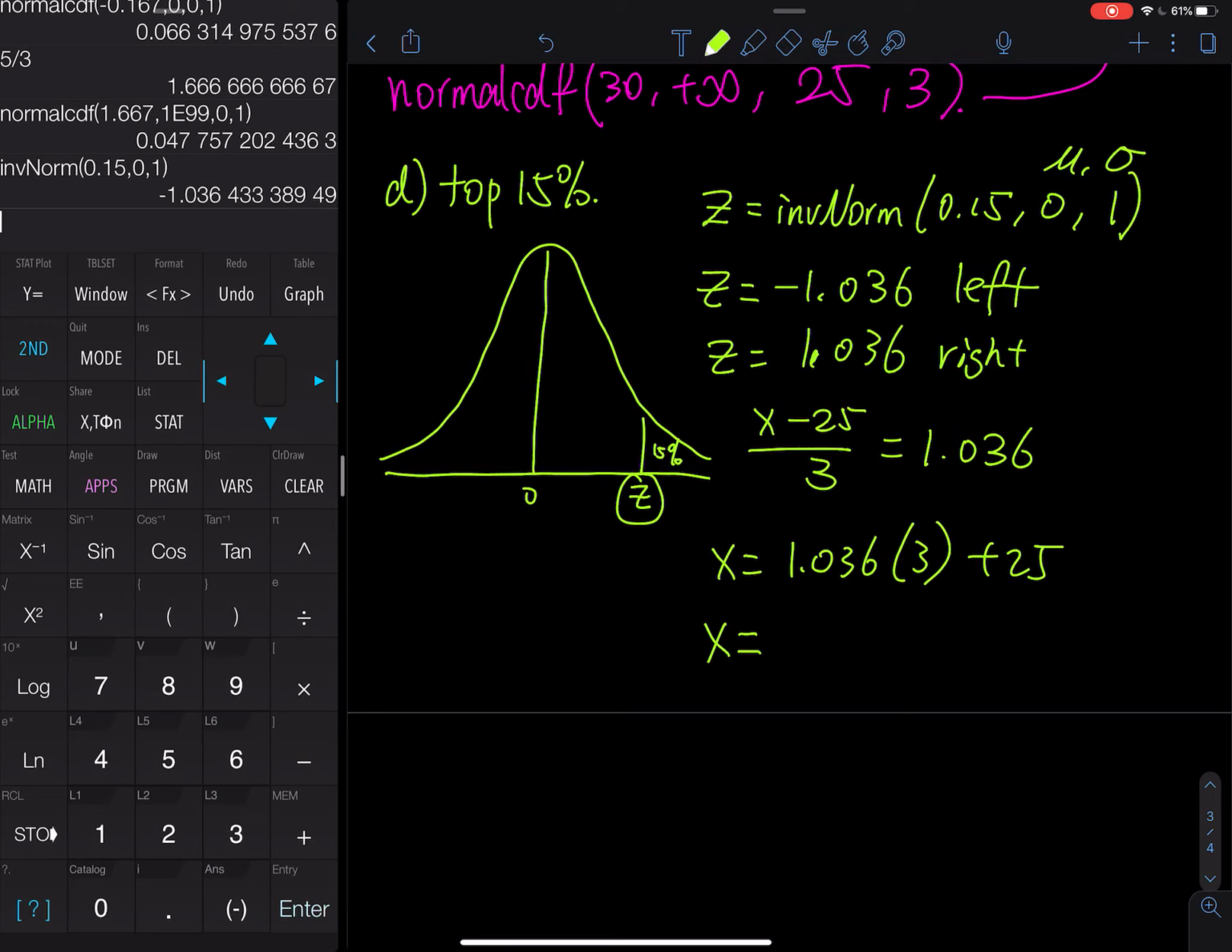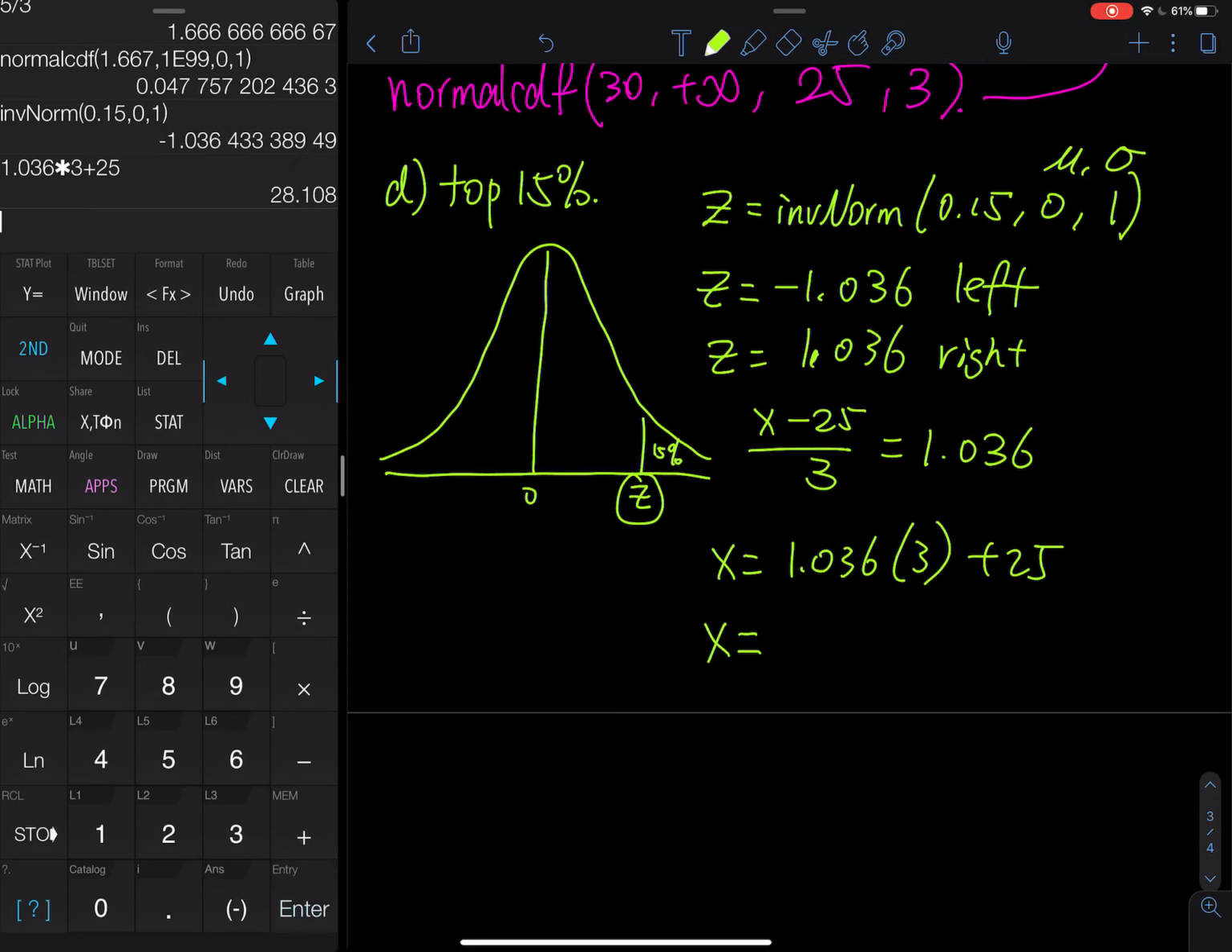So 1.036 times 3, got to type the 1, right? 1.036 multiply 3 and then plus 25. So the weight is 28.108. If you have a beagle and he is this pound or above, then your beagle is the top 15%.